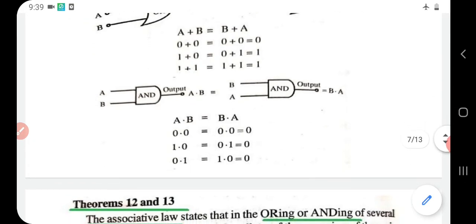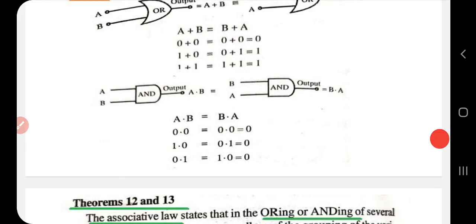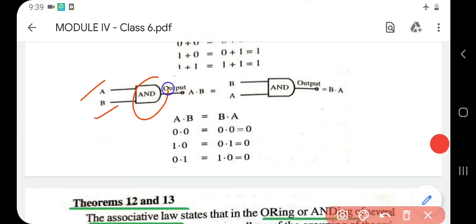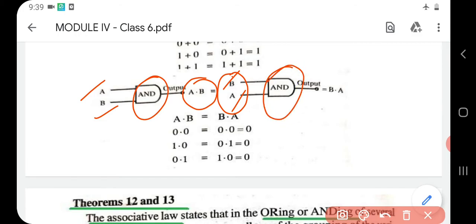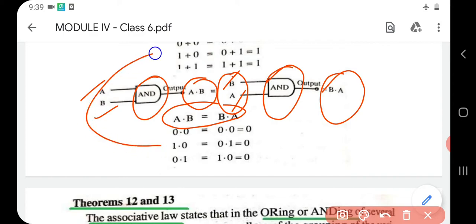Now we are going to learn similarly the commutative law of multiplication. Since multiplication we use AND gate. See, A and B is given to an AND gate. So what will be the output of AND gate? A dot B. Now we are going to change the order of inputs. B is given first, A is later. So when it goes through this AND gate, we got B dot A. Then similar to this, you are substituting the values and proving this theorem.